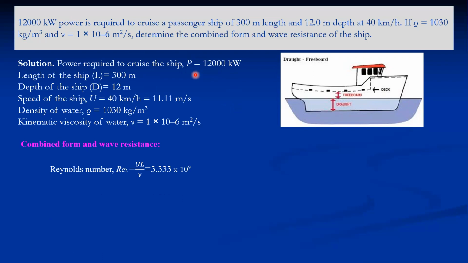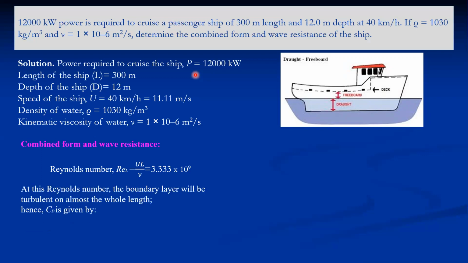So the Reynolds number we calculate. For this speed, the Reynolds number is considerably high, that is 3.33 into 10⁹. Means for this Reynolds number, the flow is turbulent. Use the expression of CD for turbulent flow for calculation of CD. CD is estimated.